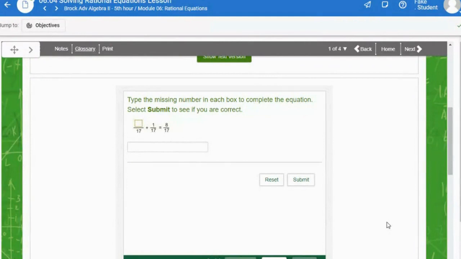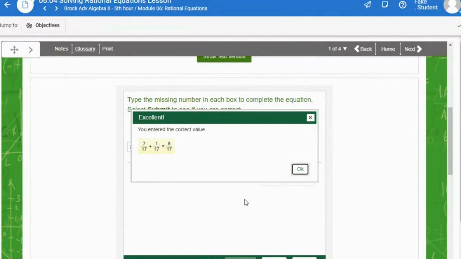Blank 17ths plus 1/17 equals 8/17. Do you remember how to add fractions? If you have the same denominator, you just add the numerators. You can totally ignore the 17s because they're all the same. So blank plus 1 equals 8. Elijah's not going to be fooled. Yes, 7/17 plus 1/17 equals 8/17.